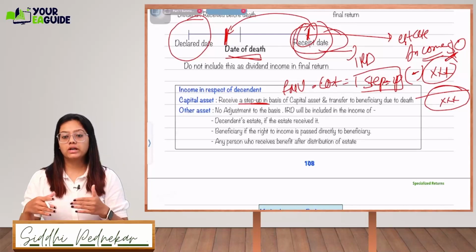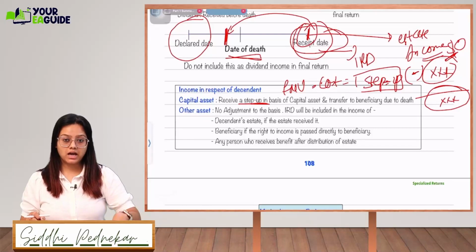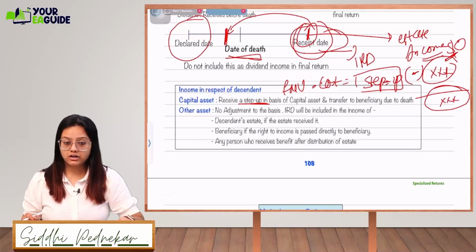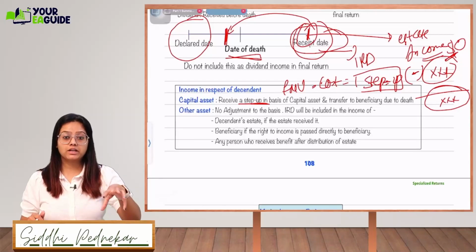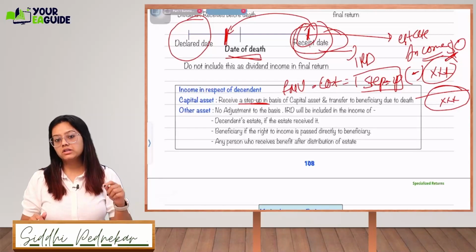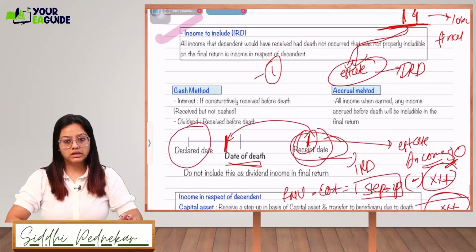IRD will be included in the income of the descendant's estate. It is possible that the estate will get the income included, or if the beneficiary is directly receiving the income, it will be included in the beneficiary's income, or for any other person who is receiving the income, it will be included in their particular income.